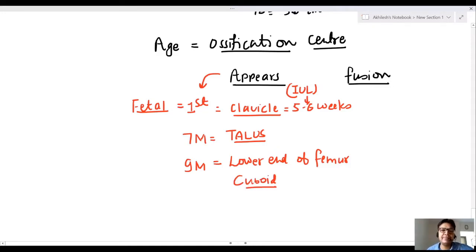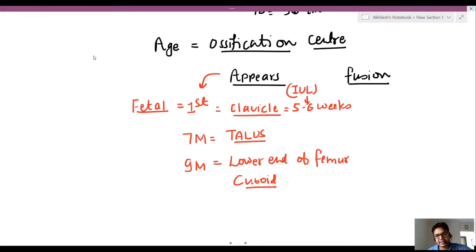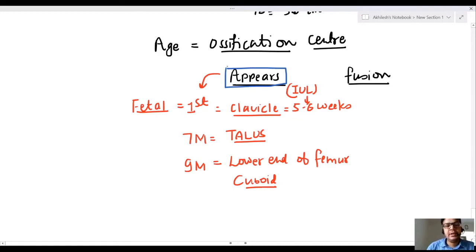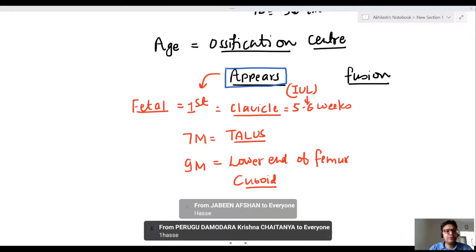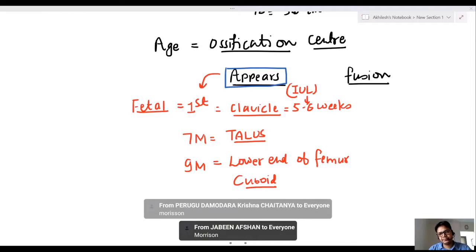Again, I'm revising, my dear friend. I'm talking about appearance. At this age, the center appears. Now you can get a question: which is the first center that appears? Center of clavicle. These all are centers for intrauterine life, fetal life. Revise with me. For fetal age, which rule is used? Rule of Hasse. For the next 5 months of fetal age, the rule is known as rule of Morrison.